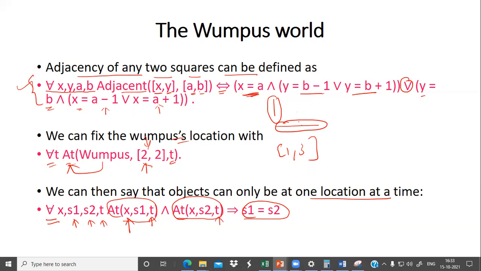If they are present at two different states at the same time, then it means that the two states are the same. So by this we are indirectly conveying that the object cannot be present at two places at the same time. It can be present at only one location at a given time, right?